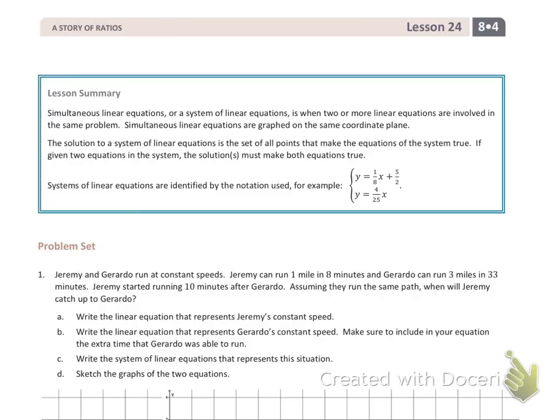Okay, so let's look at our lesson summary. Simultaneous linear equations, or a system of linear equations, is when 2 or more linear equations are involved in the same problem. Simultaneous linear equations are always graphed on the same coordinate plane. The solution to a system of linear equations is the set of all points that make the equation of the system true. If given 2 equations in the system, the solution must make both equations true. And that's what we were finding here, is that to make both of them true is a little bit harder than finding points where one equation is true. And then the notation that we use for a system of equations is to list the equations and put the brackets out front.